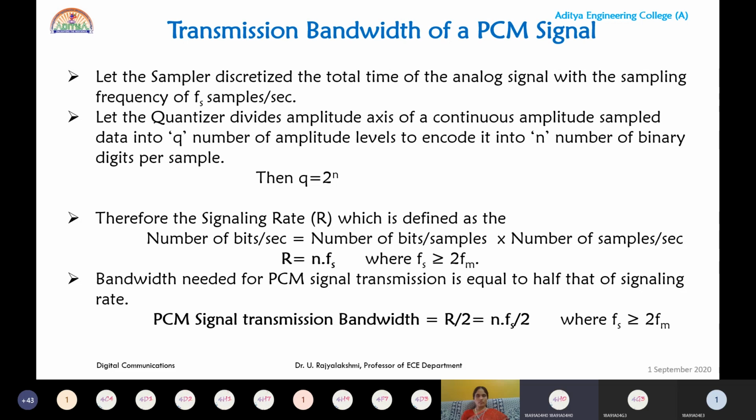Ma'am, regenerative circuit, decoder and low pass filter. Regenerator, next decoder, and low pass filter or reconstruction filter. What is the importance of decoder?